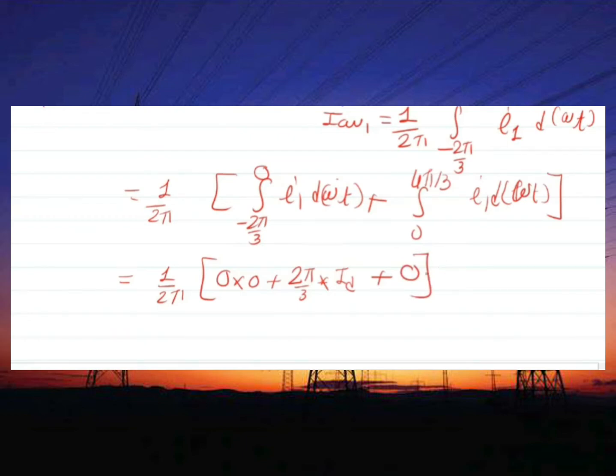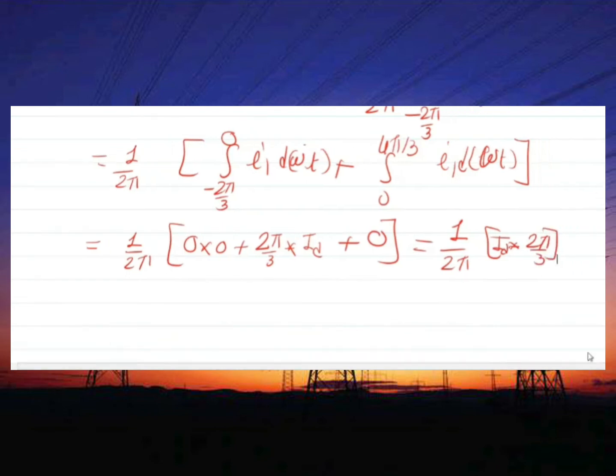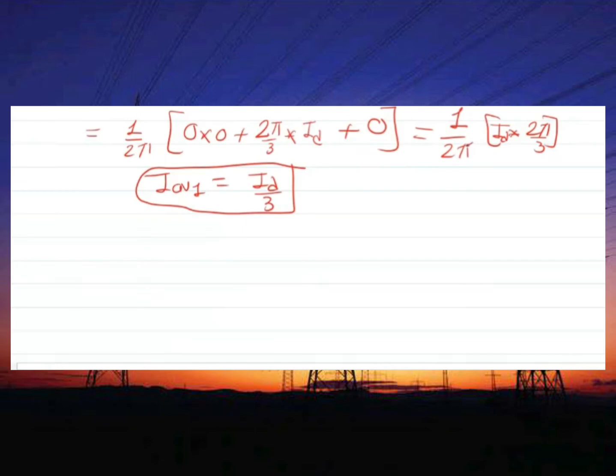Okay, so you will get 1 upon 2 pi into ID into 2 pi by 3, right? So finally the 2 pi cancels out, so the I average of valve 1 is equal to ID by 3, because the 2 pi is cancelled out. Okay, so this is the average value of current.